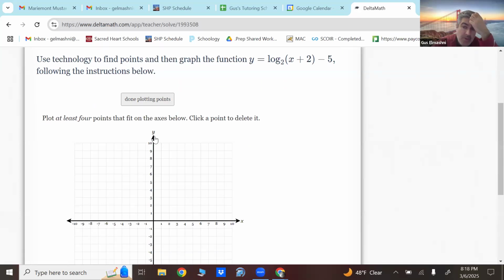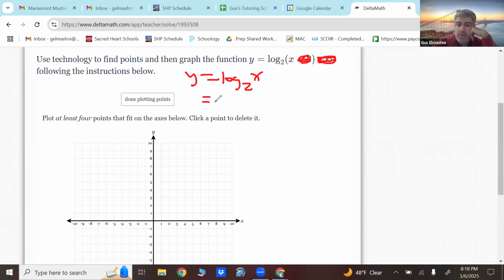Okay. So I'll do a recording here of graphing log, and I'll share it as soon as we get done tonight. So you want to start with the parent function. The parent function is just looking at the most basic log base 2 graph. So forget about the plus 2, forget about the minus 5. Just focus on that, right?